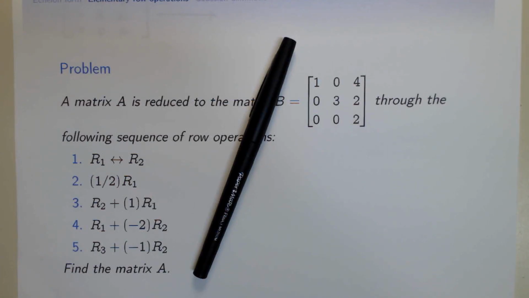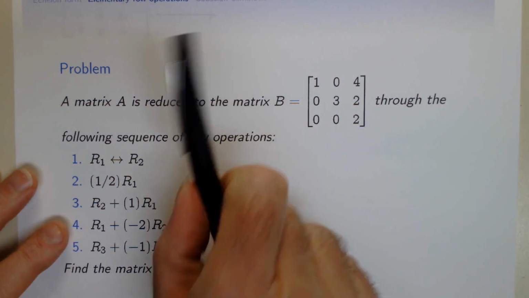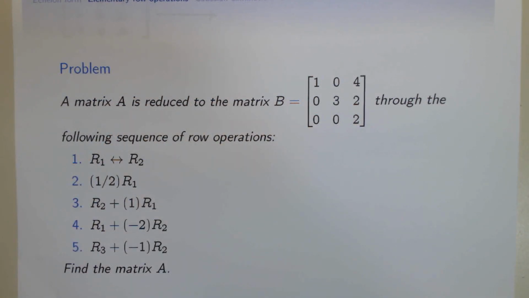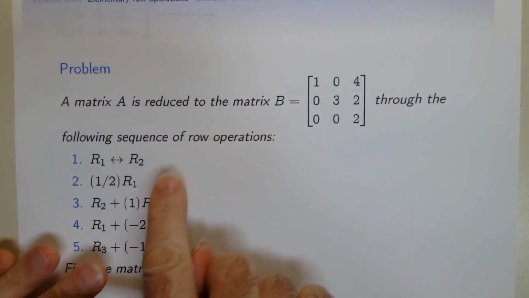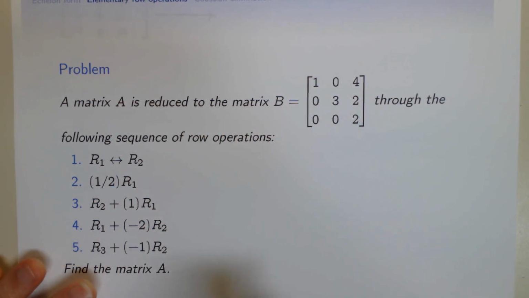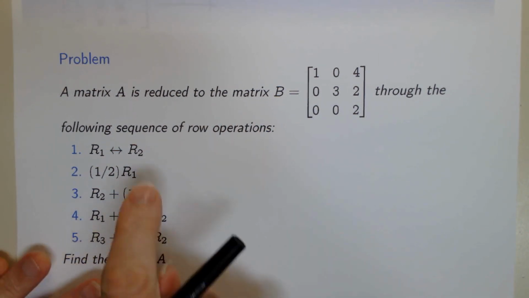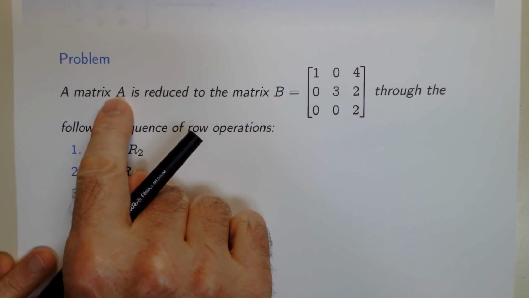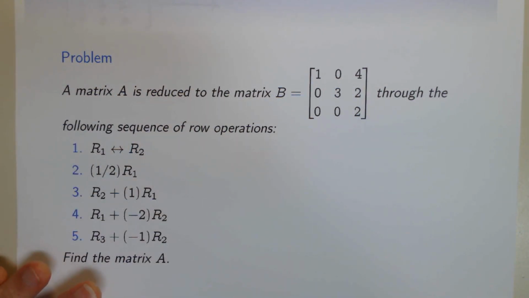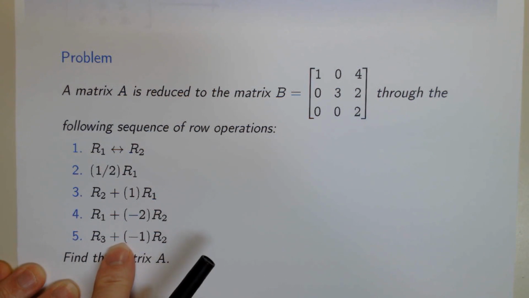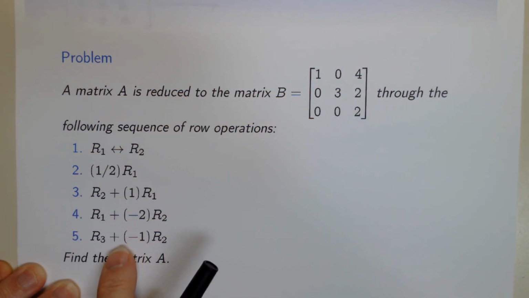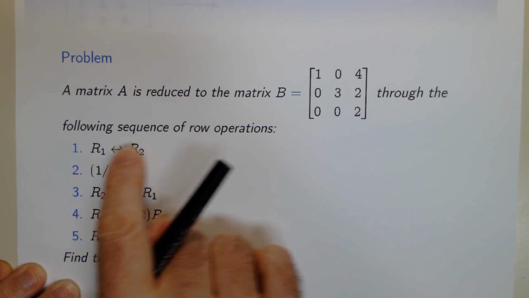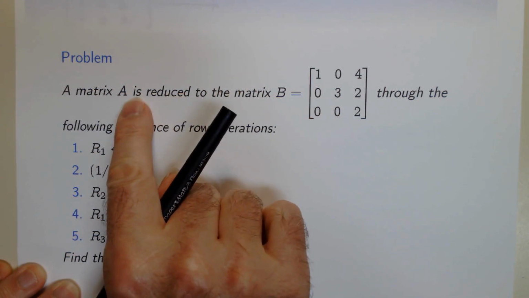All right, welcome to the document camera. In this problem, there's an unknown matrix A that's been reduced to this matrix B through this sequence of row operations. Now what we want to do is try to figure out what this matrix A is. And the idea is this: if this is the sequence of operations that brought us from A to B, then undoing each of these operations in reverse order should bring us from B back into A.